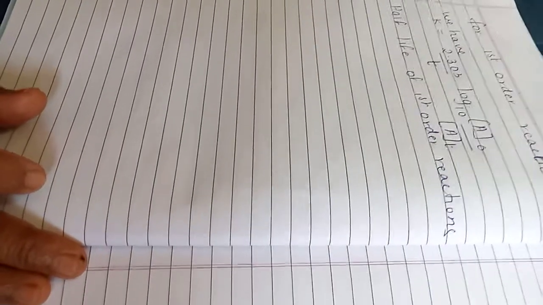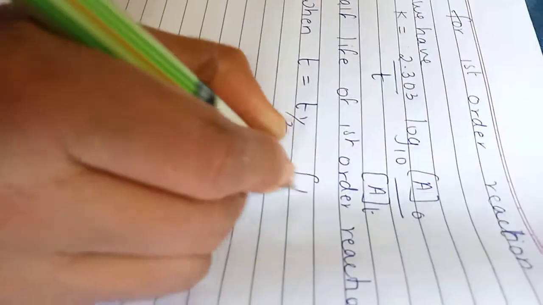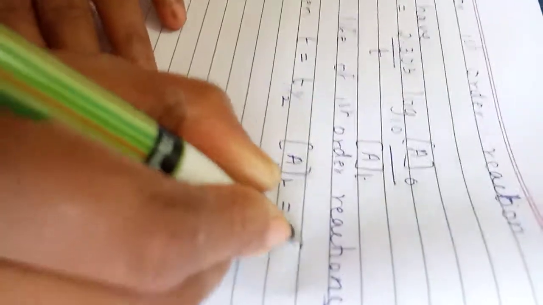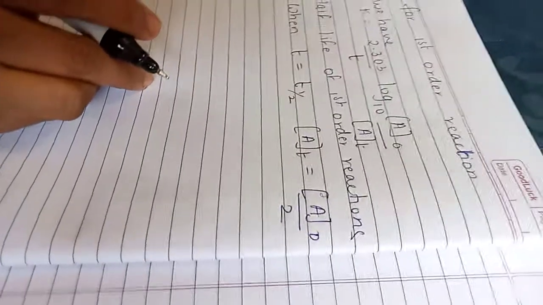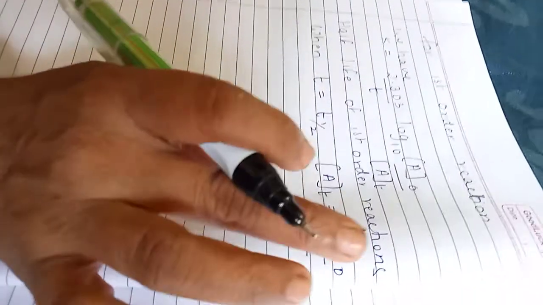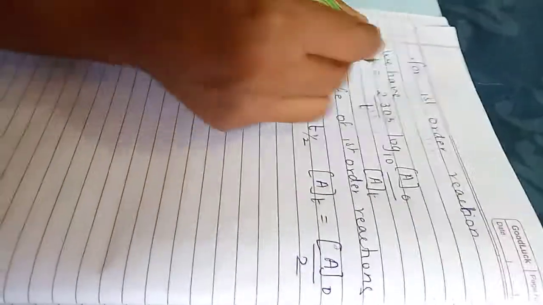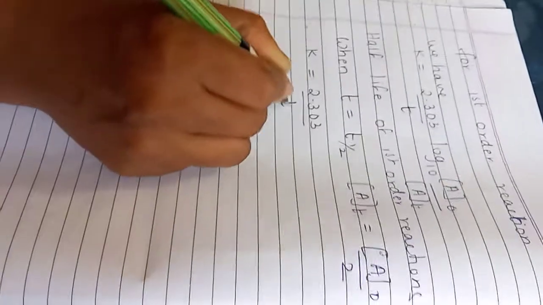Okay, so half life is the total time taken for the concentration of the reactant to reduce to half of its initial amount. That means when time interval t is equal to t half, concentration of A at time t becomes concentration of A at time 0 divided by 2, the initial concentration reduced to half. So tell me what K will become from here? Look here, K is equal to 2.303 divided by t half instead of t.